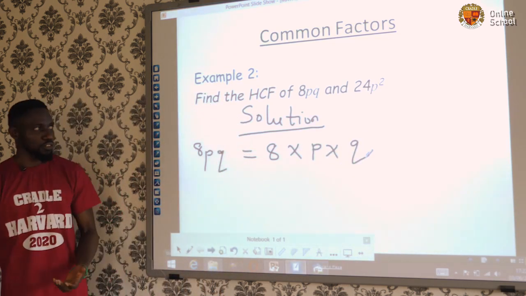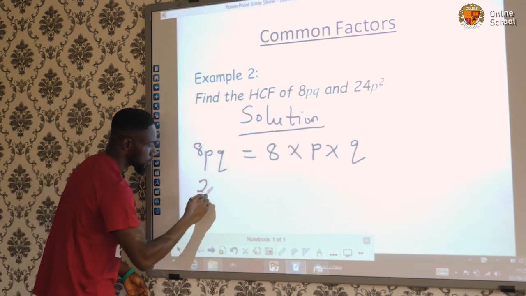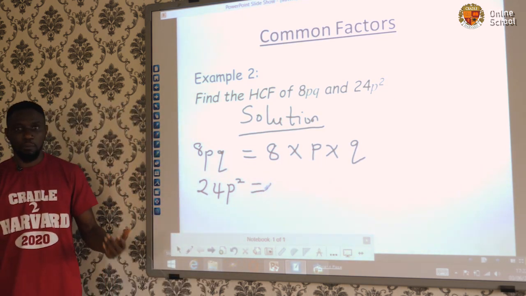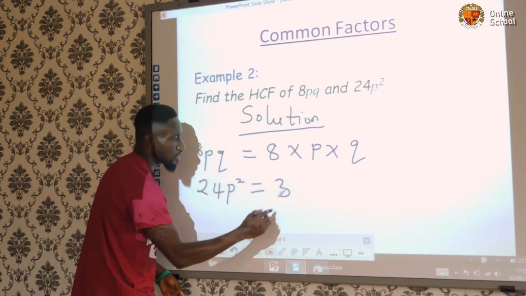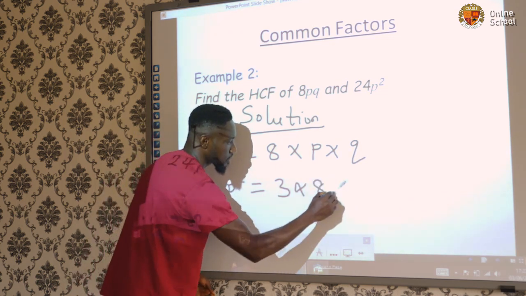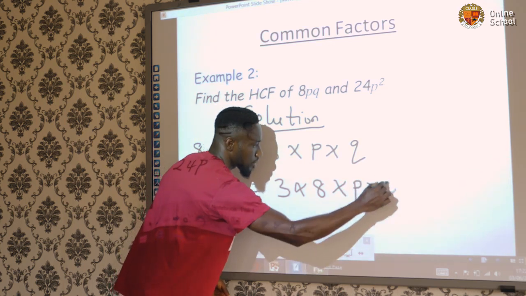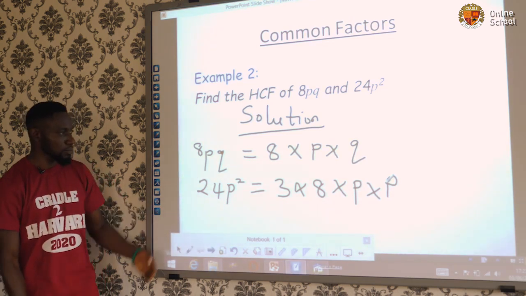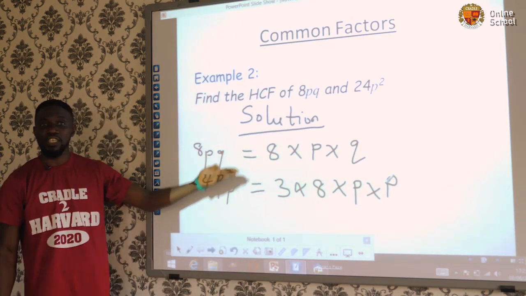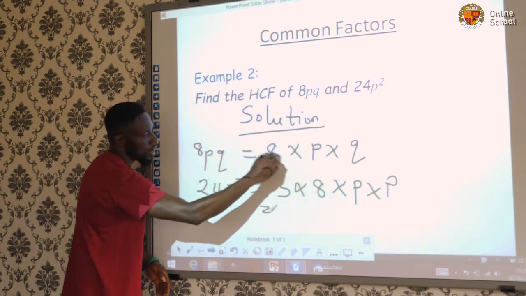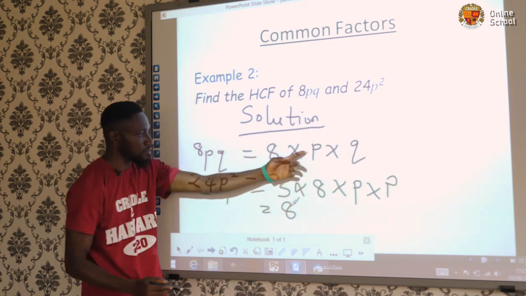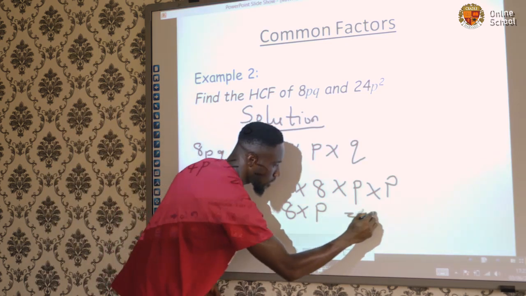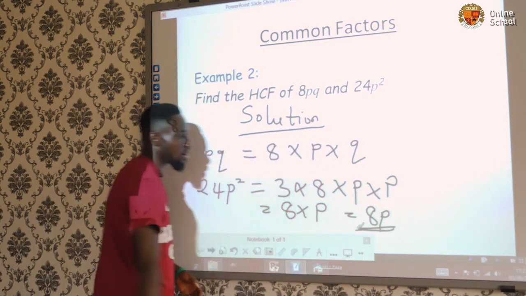We go to the next one. 24p squared. What are the factors of 24p squared? We'll have it as 3 times 8 times p times p. Now looking at these two expressions on the board, you will see that the highest common factor between these two terms, what the two terms have in common, is 8 times p. 8 times p in algebra is equal to 8p, and this becomes our final answer.